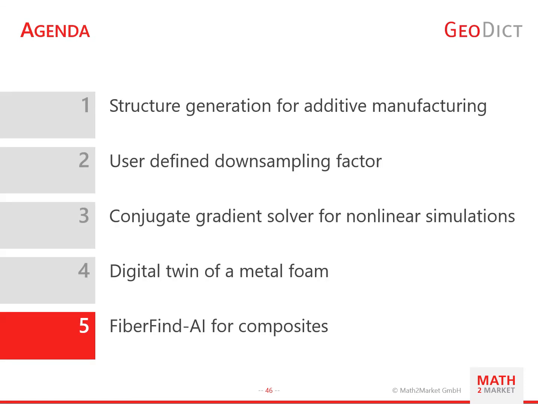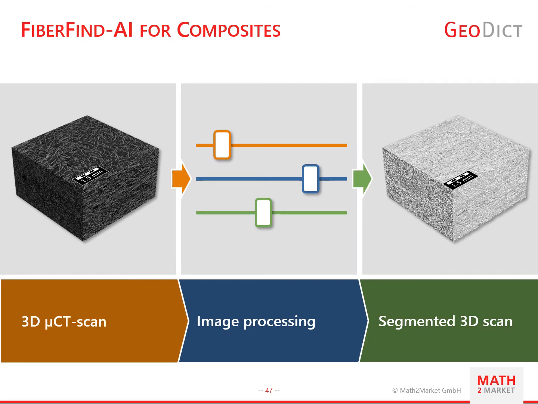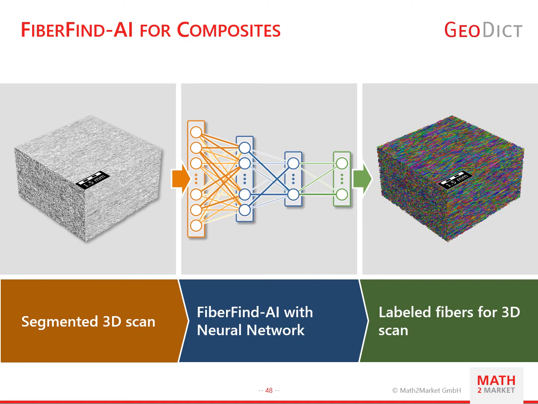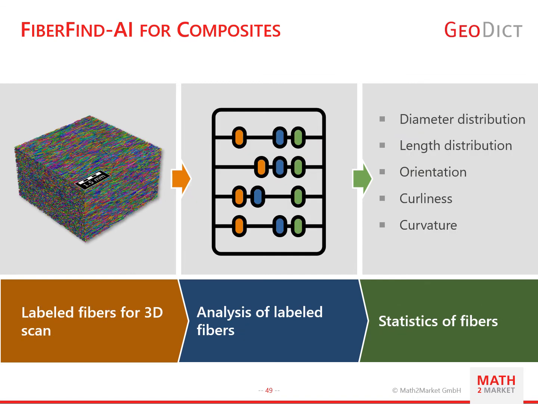Last but not least, I will show you new post-processing functionalities in FIBERFIND-AI on the example of a composite scan. On the left you can see a scan of a long fiber reinforced polymer. This scan was segmented in import GeoVol. That leads to the three-dimensional model of the segmented scan on the right. Then FIBERFIND-AI was used to identify the fibers in the segmented scan. Thanks to FIBERFIND's trained neural network, every fiber in the segmented scan can be labeled. The labeled fibers are then analyzed and statistics of the fibers can be derived, such as the fiber diameter distribution, the fiber orientation, or the curvature.